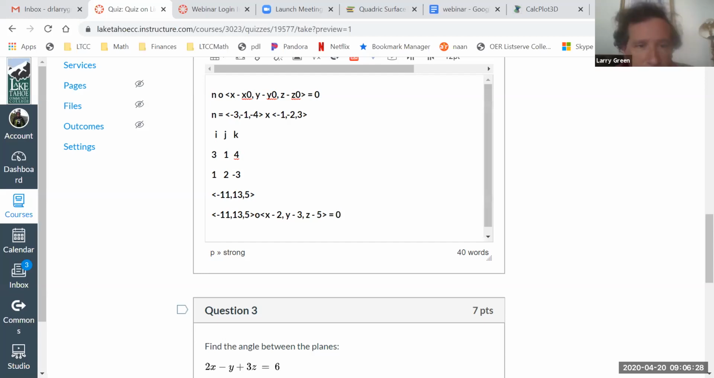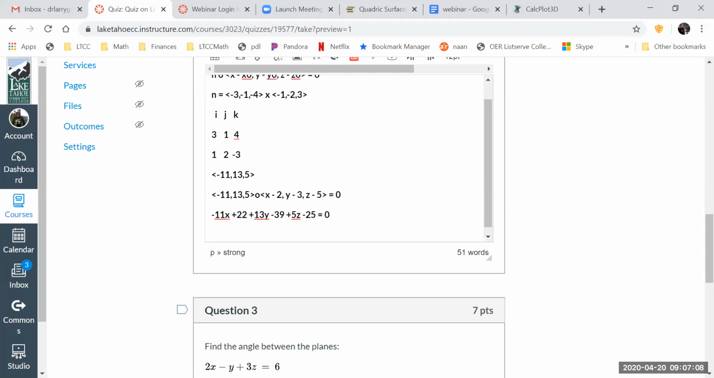Okay, now we just take the dot product and we get a negative 11x, and then we have plus 22. And then we have plus 13y, and then minus 39. And then we have plus 5z, and then minus 25 is equal to 0. Any questions so far?